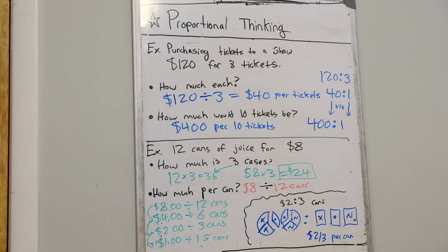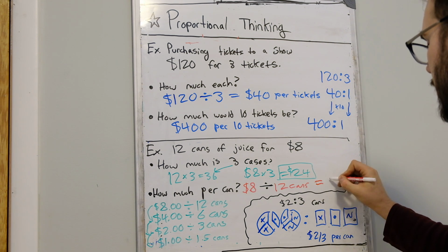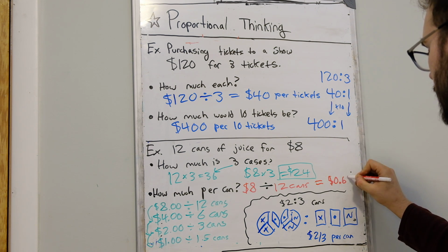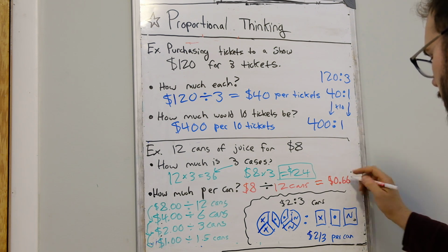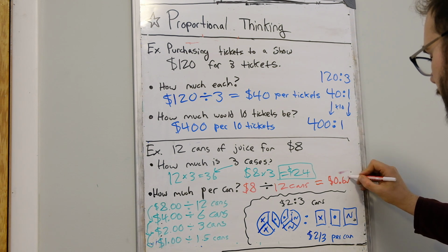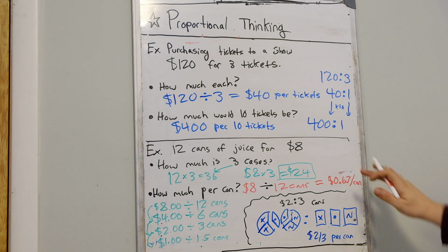And what's 2/3? Well, 2/3 is 0.6 repeating. So this is going to give us 0.66. This is 6 repeating, so we could actually round this up to 0.67 per can. And so that's our per can cost. So each can of juice is costing us 67 cents.